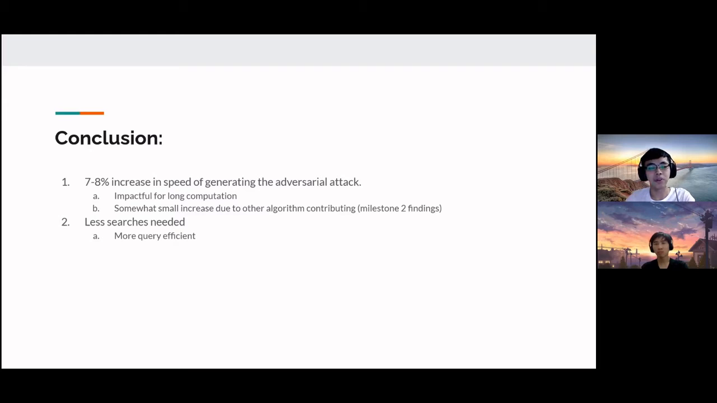This is proven by our Milestone 2 findings based on random search. We found that even using random search instead of binary search for the algorithm, the other components do actually contribute their part in the attack. In addition, we have also found that less search is needed using exponential search, which makes the algorithm more query efficient, as it is the aim of the attack originally.